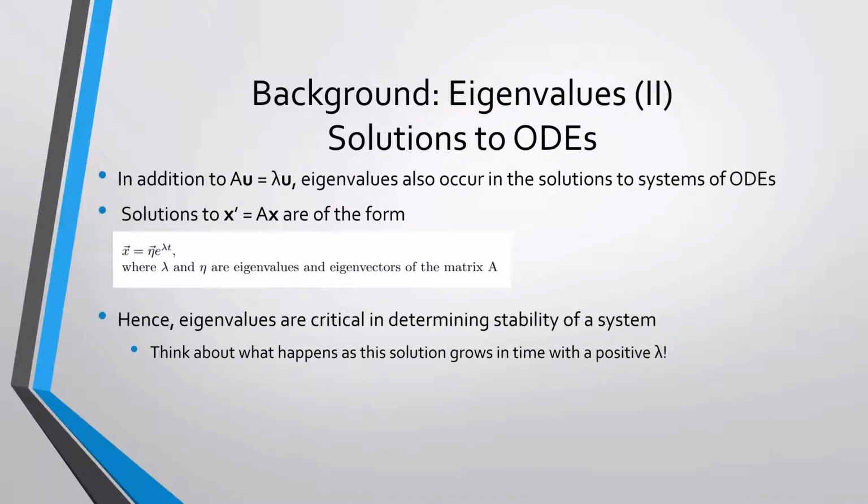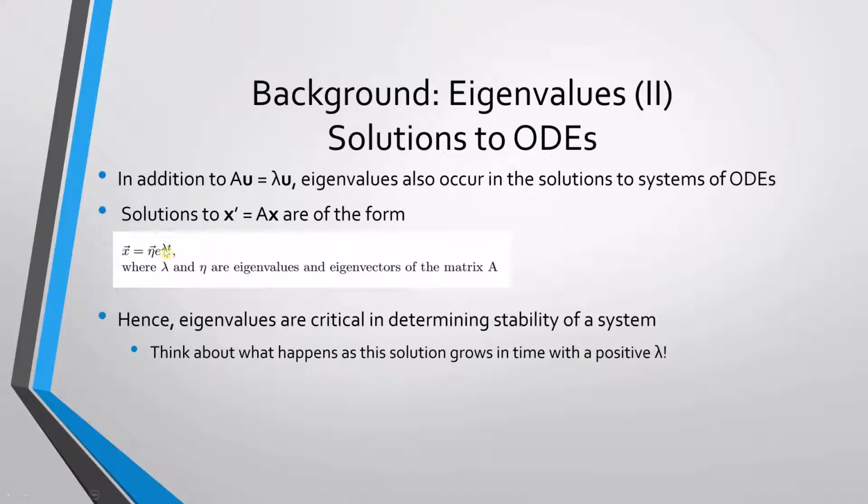In addition to AU equals lambda U, eigenvalues also occur in solutions to systems of ODEs. In fact, solutions to the general system of ODEs, x prime equals Ax, are of the form x equals eta times e to the power of lambda t, where lambda and eta are eigenvalues and eigenvectors of the matrix A. Notice that lambda, the eigenvalue, is associated with the exponent of this solution.